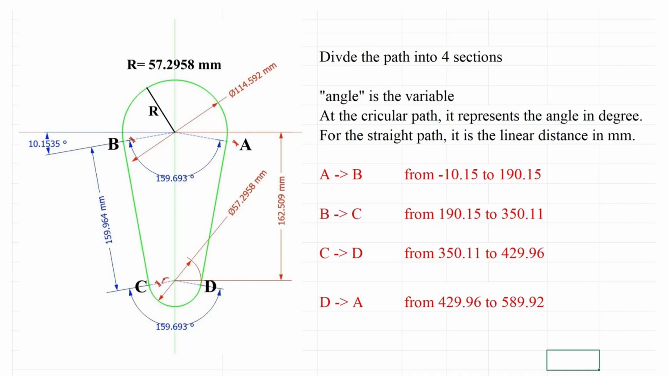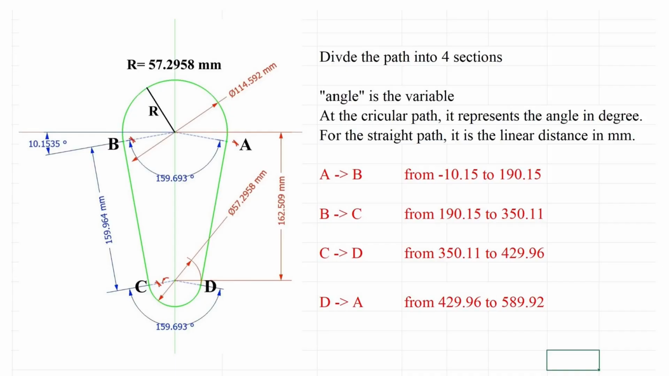From point B to point C, at the distance 159.96 millimeters to 190.15. So C is 350.11. From C to D, because the speed of pulley S is double of the speed of pulley L, the angle used for this range is 159.693 divided by 2 equals 79.85 degrees. In fact, the linear distance of this section is 79.85 millimeters. Add 79.85 to 350.11, so D is 429.96.